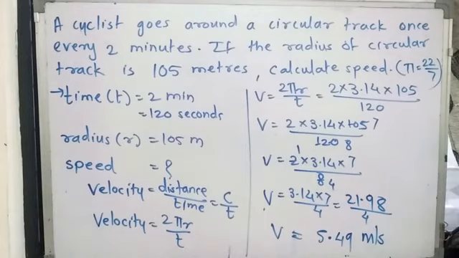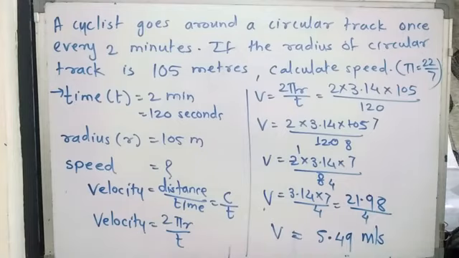Now there is one numerical based on that uniform circular motion. The theoretical part of the lesson is over, so we will proceed towards the numericals. Numericals on the last topic: here we have to take the remaining numericals. All numericals are remaining that we have to take.